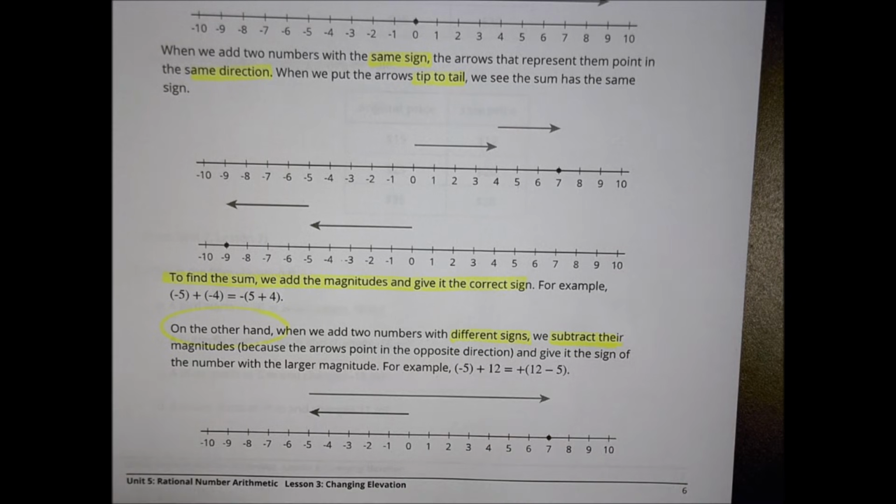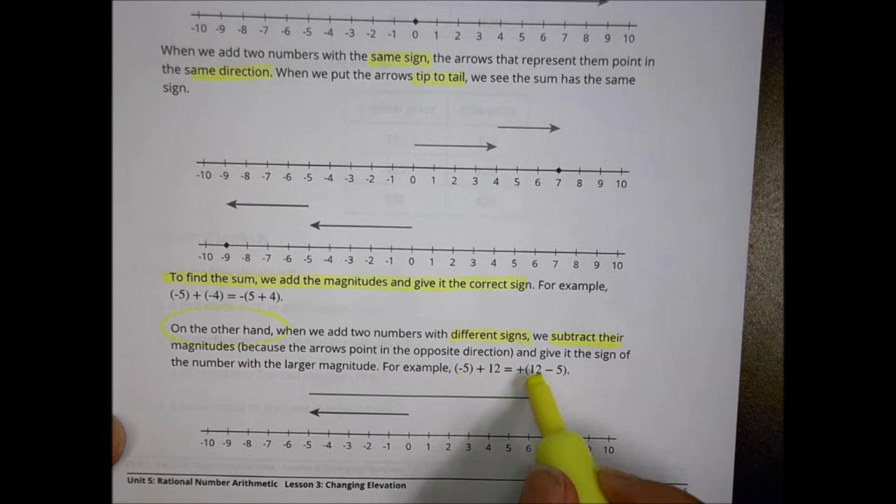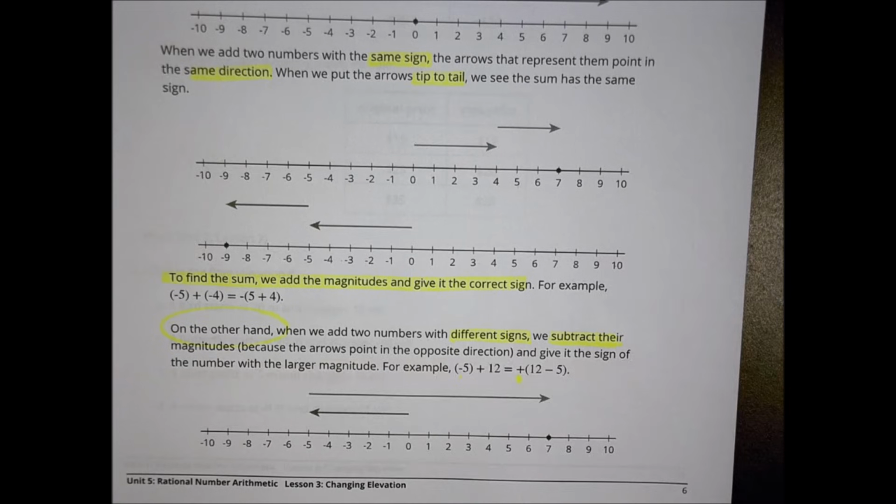So we find the difference. Here a negative 5 and a 12, it's like find the difference. It's 12 minus 5. Which one has the bigger sign? It's the positive 12. We keep it positive there, like so. Okay? And that's the idea with the lesson.